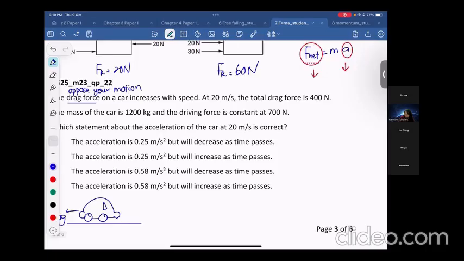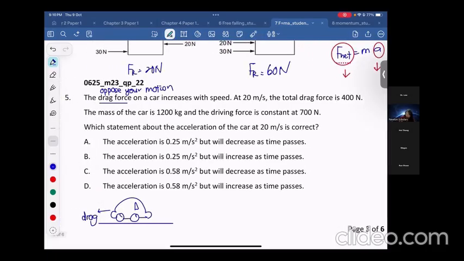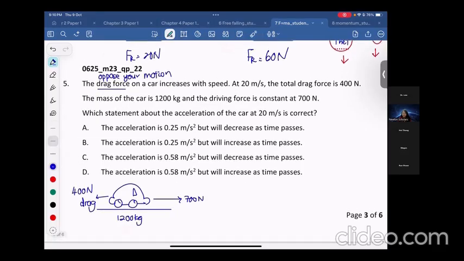Okay, at 20 meter per second, total drag force is 400 Newton. So here 400 Newton at 20 meter per second. The mass is 1,200 kg. The drive force is constant, which is 700 Newton. Okay, can you tell me and calculate what is your acceleration? And then what happened to your acceleration? Combine last week's knowledge and what you learned today. Can you choose the correct answer?